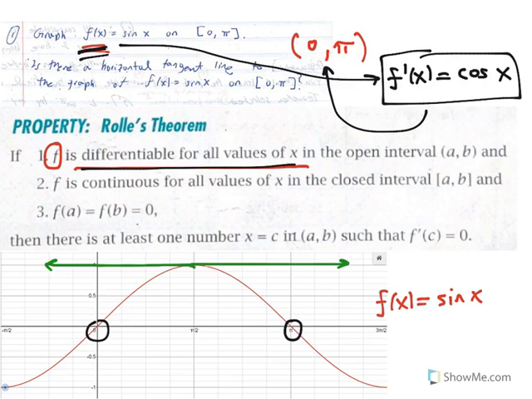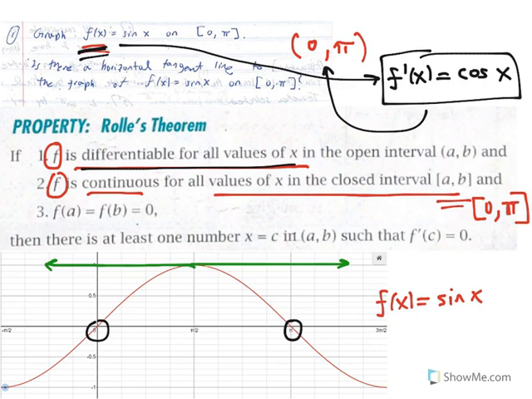And if we also know that the function f is continuous for all values of x in the closed interval from a to b, that would be the closed interval from 0 to pi, and we know that to be true because trig functions are continuous on their domains. And we also know that f of a is equal to 0 and f of b is equal to 0. And with us, that would be f of 0, sine of 0 is 0, and f of pi, sine of pi is also equal to 0.